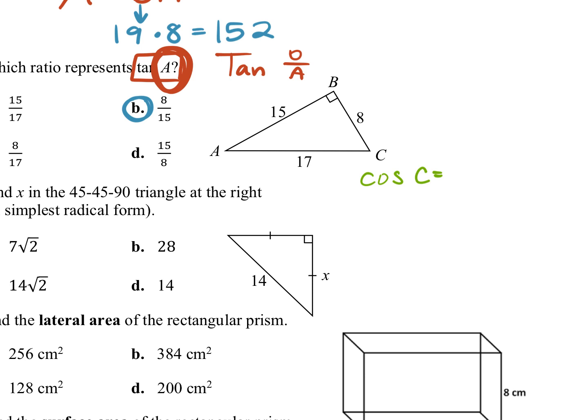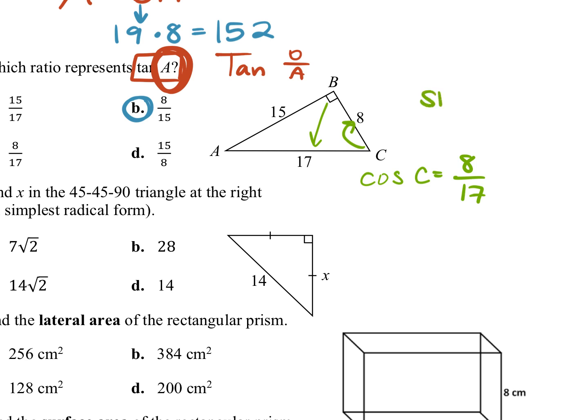Pay attention. What is the cosine of C? What's the ratio? What over what? Adjacent over hypotenuse. Which is what? 8 over 17. Adjacent is the one next to C. Hypotenuse is the one across from the right angle.